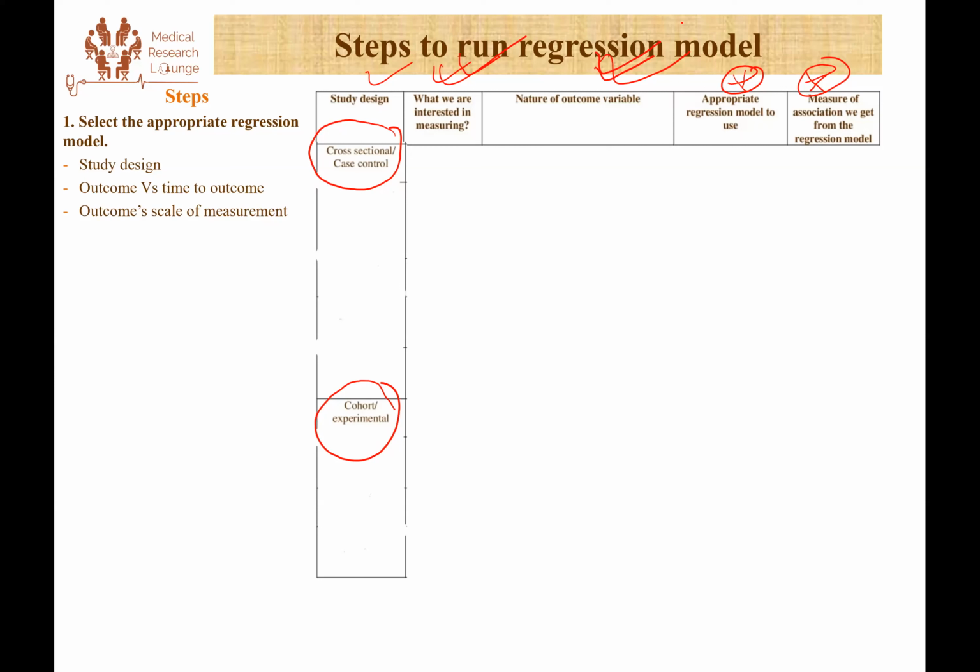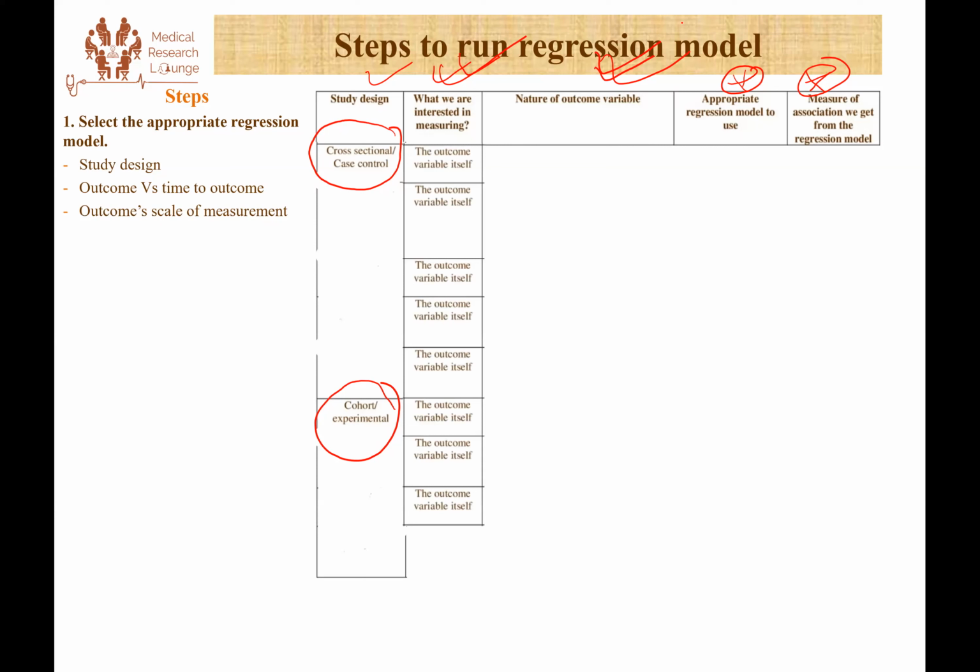So let's say we're using a cross-sectional or case control study design, and what we're interested in is studying the outcome. Most of the time, our interest is studying the outcome. That means we have exposure here, and we have outcome here. Most studies are interested in measuring the outcome itself. That means, let's say smoking is our exposure, and we're studying if the patient develops lung CA. So at the end of the day, the ultimate thing that we want to measure is if the patient has lung CA or not.